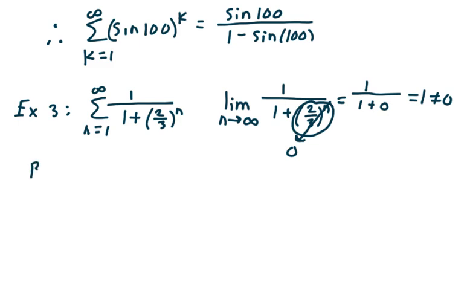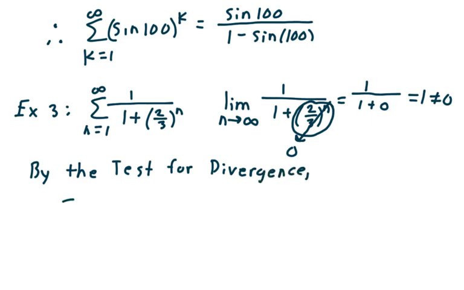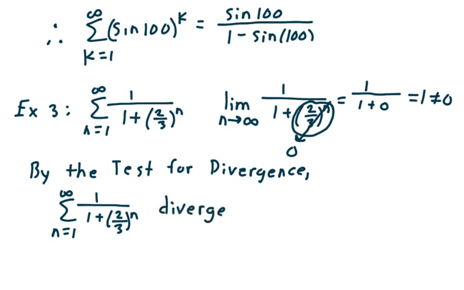And so by the test for divergence, the summation from n equals 1 to infinity of 1 over 1 plus (2/3)^n diverges. You're done. There's really nothing you could do here.